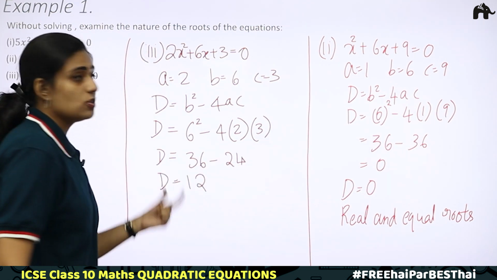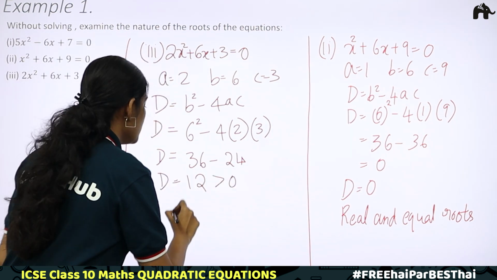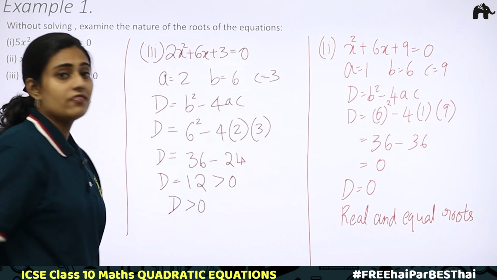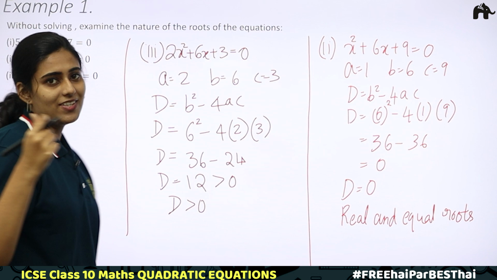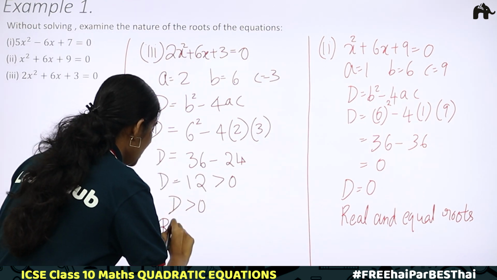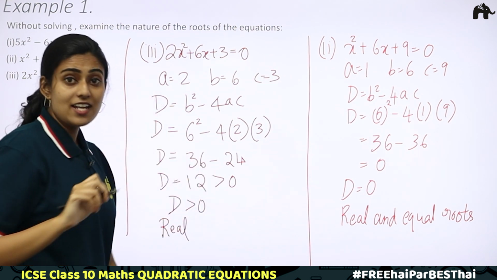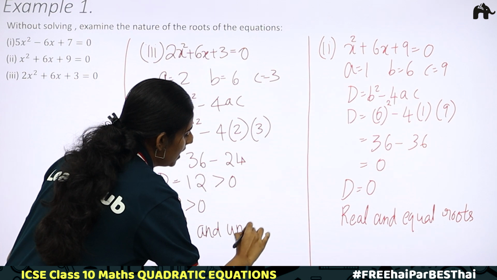Discriminant is 12. 12 is a positive number, which means 12 is greater than 0. Discriminant is greater than 0. When discriminant is greater than 0, remember the table. What can we say about the nature of roots? We will be having real and unequal roots.